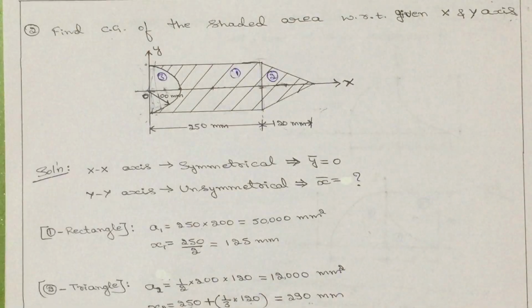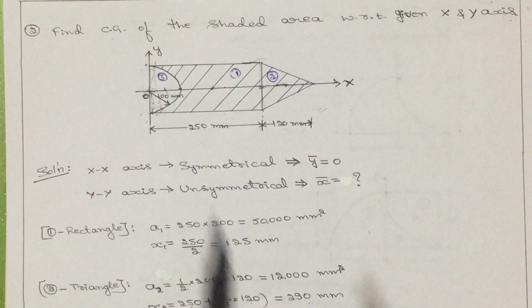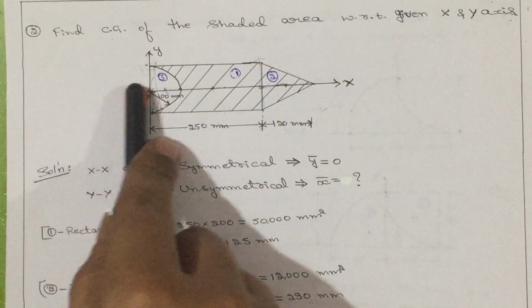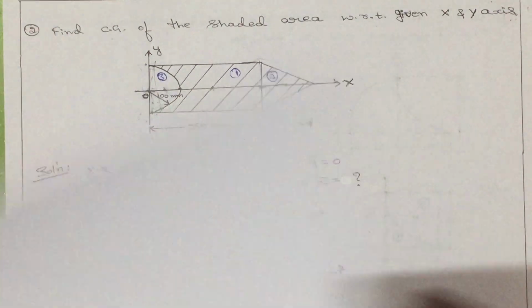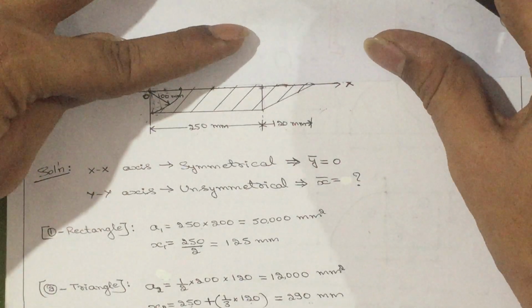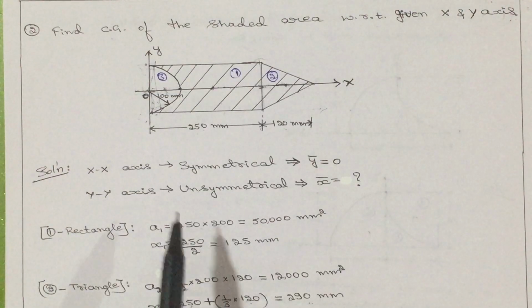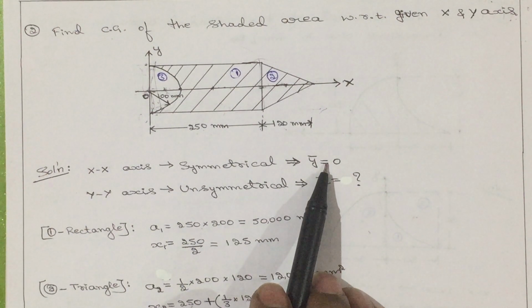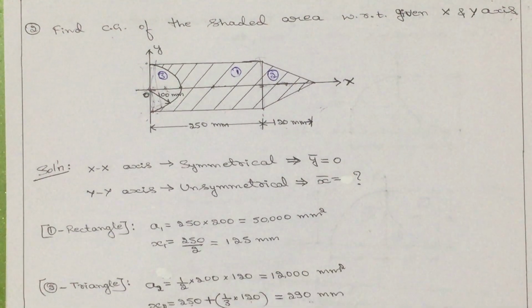Check for symmetry. So, we will check the x axis and y axis. These are the center lines. If I draw a horizontal line at the center, are the upper part and lower part symmetrical? This is the upper part and this is the lower part. Yes, they are symmetrical. If they are symmetrical, then you are going to get y bar directly. How to get the y bar?